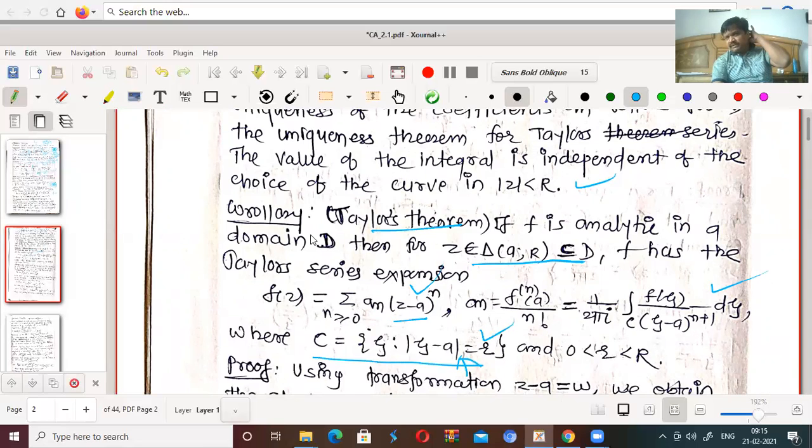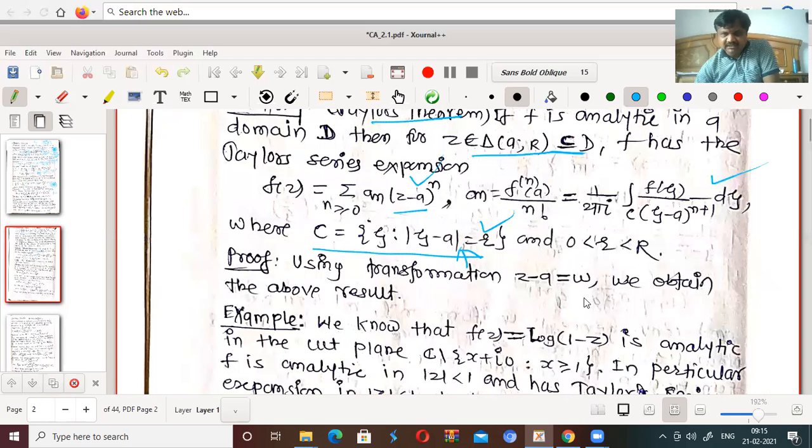So what is the difference between Maclaurin and this one? Here we are considering the disk having center at a and radius capital R. There we considered the disk having center at origin and radius capital R. That is the only change, and therefore we are replacing z minus 0 by z minus a. So using the transformation z minus a equal to w, we obtain the above result. What we have to do is only take z minus a equal to w, and we will obtain that result.